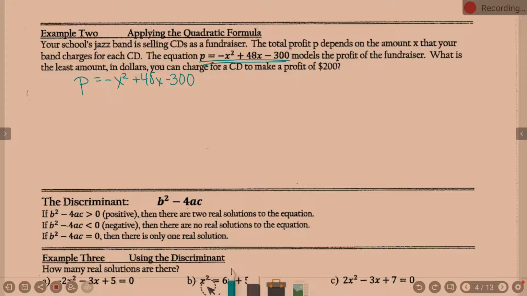Yep. Because this equation represents profit, we want to know what is the least amount we can charge to make that profit. So since the profit is 200, this is going to be our P value. So we're going to say 200 equals negative x squared plus 48x minus 300.